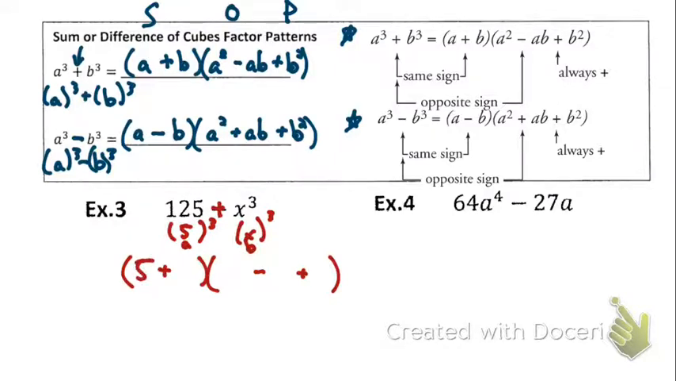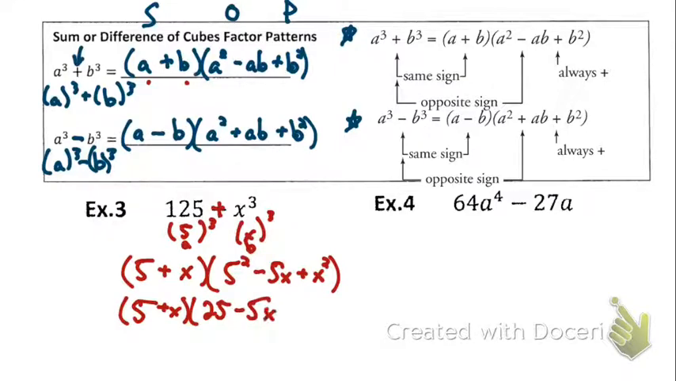So we start with 5 and then x, just like you did A and then B up here. And then 5 squared, 5x, because that's A times B, and then B squared, so it'd be x squared. That's almost good, because there's something we can do. I have 5 plus x here, and then 5 squared is 25, then minus 5x, and then plus x squared. Since you remember the commutative property of addition, that's the same thing as x to the third plus 125.